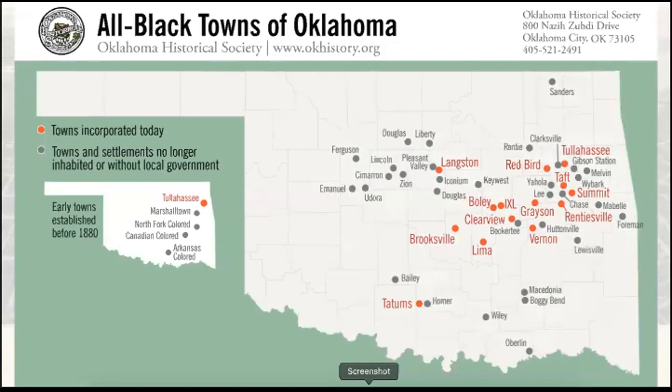After emancipation, African Americans could now own land. From 1865 to 1920, African Americans created more than 50 identifiable towns and settlements. Some did not last long, while some were still existing at the beginning of the 21st century. All-black towns grew in Indian Territory after the Civil War, when former slaves of the five tribes settled together for mutual protection and economic security.